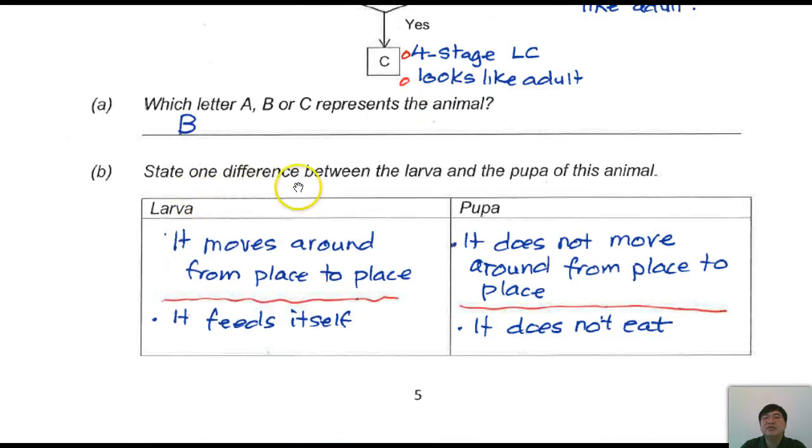Now, state one difference between the larva and the pupa of this animal. First, talking about the movement. One of them moves, the other does not move for the stage. And the larva feeds itself. The second one, the pupa, does not feed or eat at all. It is undergoing some sort of metamorphosis.